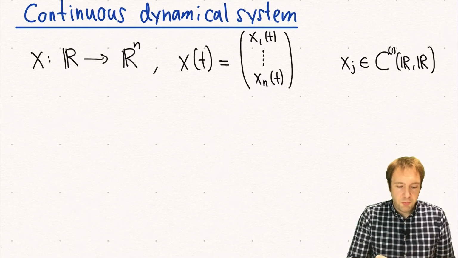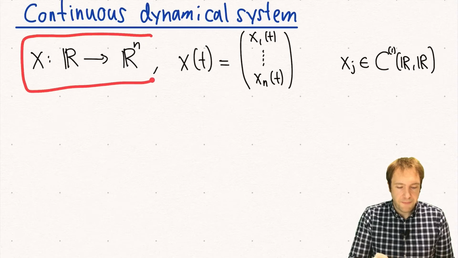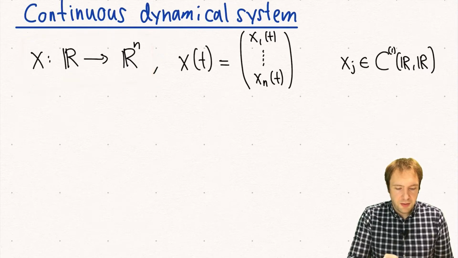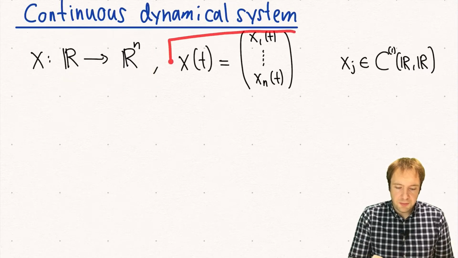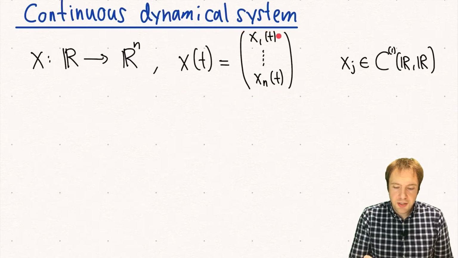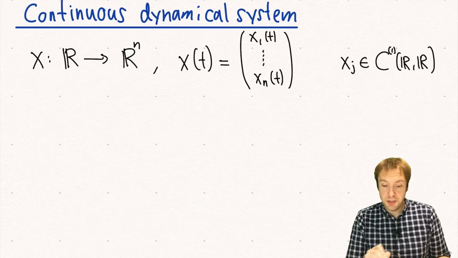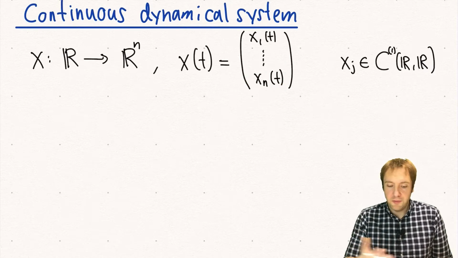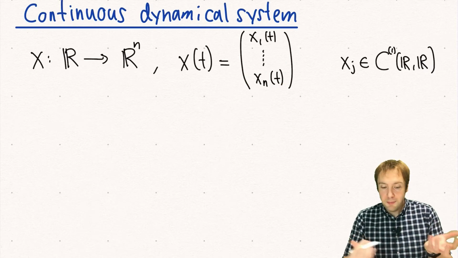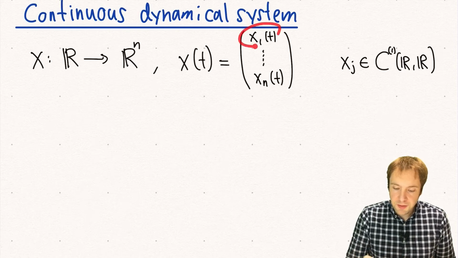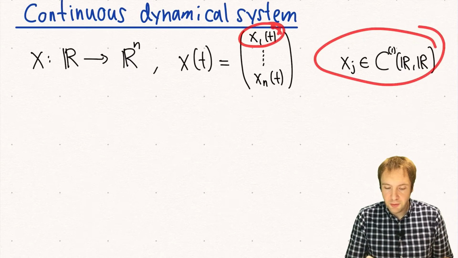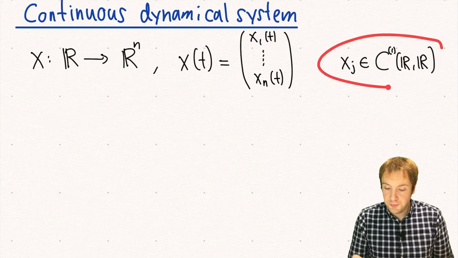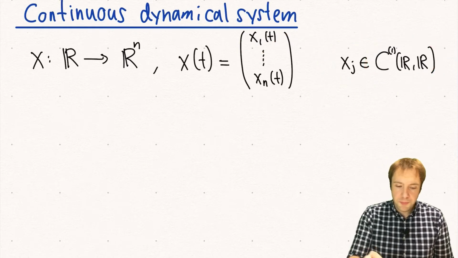So in general, we will be interested in functions from R to R^n, which you should think of as just a vector where each entry is a function depending on some variable t, and t you should always think of as a time variable. All of these functions should have a derivative, so they are in this space C^1.